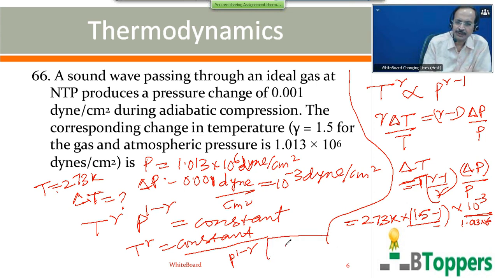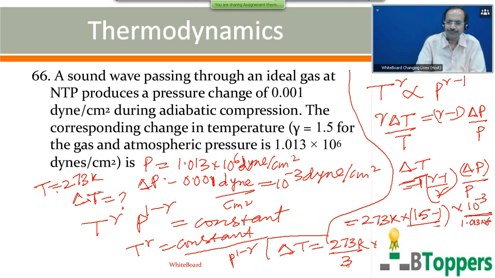So that has to be simplified further. So 273 by 3 into 10 power minus 9 by 1.013. If you want to copy the working, please take a pause and finish writing the working.